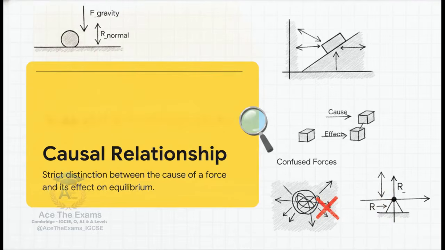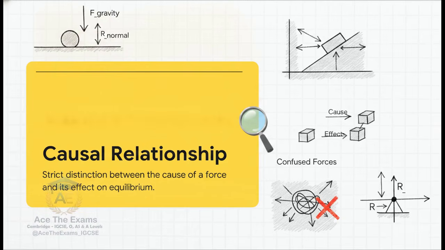So let's zoom in and look a bit closer at one of those core pillars, identifying causal relationships. A causal relationship is the strict, undeniable distinction between the cause of a force, let's say gravity acting downwards on a mass, and its resultant physical effect on the equilibrium of the entire system.